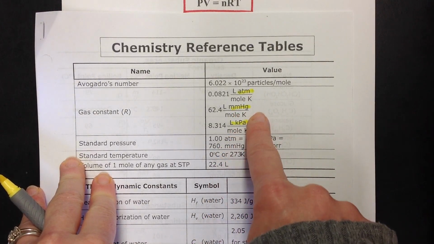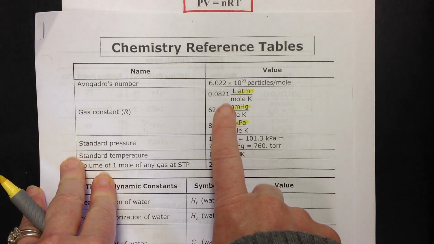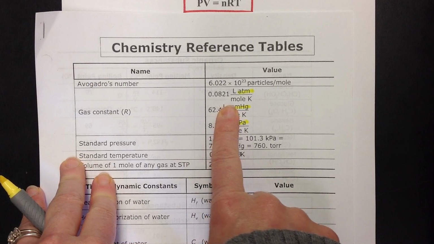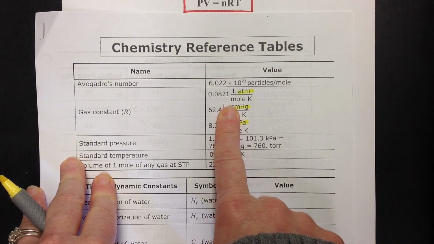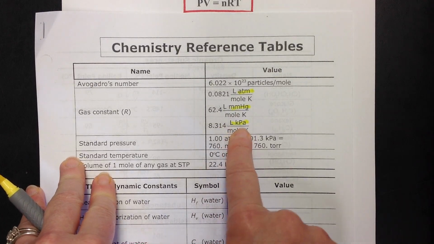So you simply choose the correct R value for your problem based on the units of pressure that you're working with. So if you're working with a problem that either gives you pressure in atmospheres or perhaps asks you for pressure in atmospheres, you would use 0.0821 liter atmosphere per mole Kelvin. If they give you kilopascals in the problem, you're going to use this one.